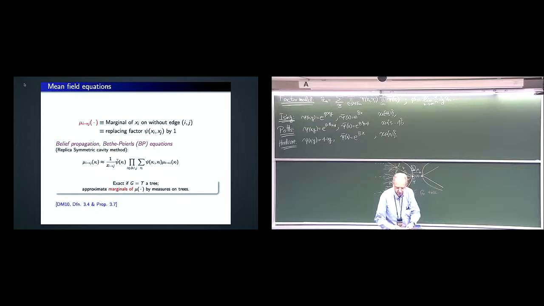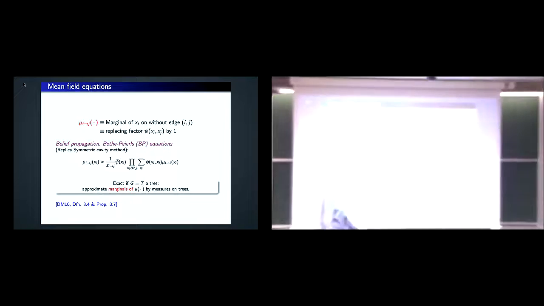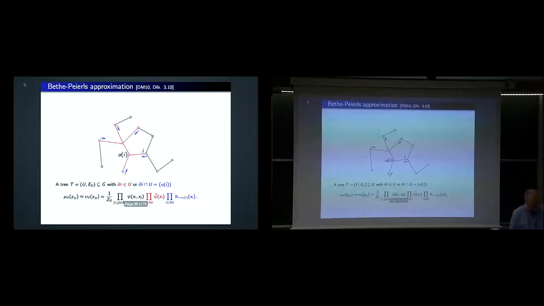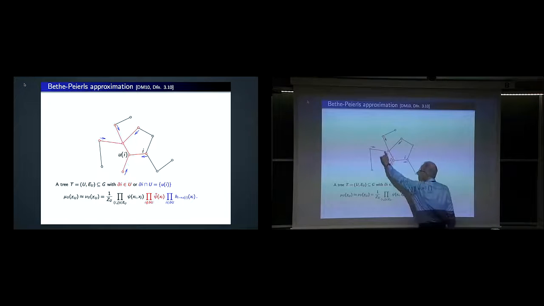It's a little bit of algebra. This is exactly 33, and it approximates the marginals of mu by measures of trees. I can do more than that. This is a 1 level. Right here, I just did 1 level propagation. I can think of a more general thing where I try to look at the log of 2 of them together, or more generally, the whole red part together.